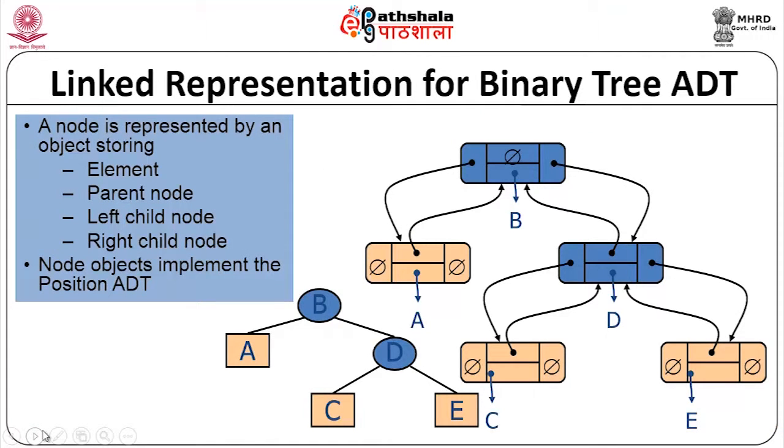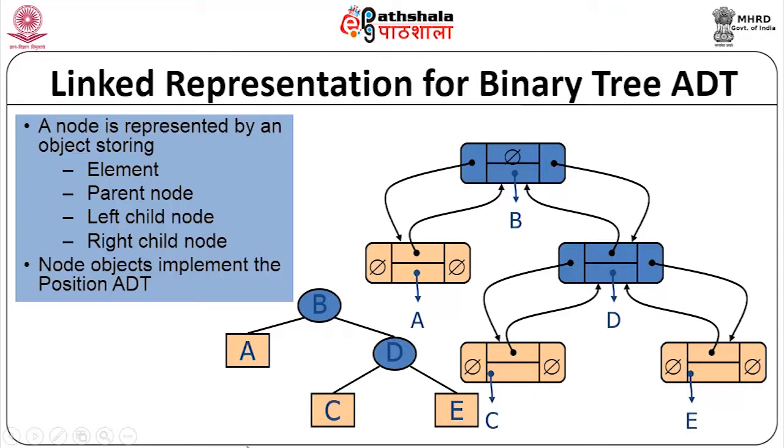Now, we go to the next and very common representation of binary tree, and that is the linked representation. A node is represented by an object storing an element, and it can have a parent node. There are other representations also. This particular linked representation gives you the parent node, the left child and the right child. There is another representation where you do not have the parent link, which depends on what type of operations you do and the representation you want. The node objects implement the position ADT, and we assume that a position ADT is available to you.